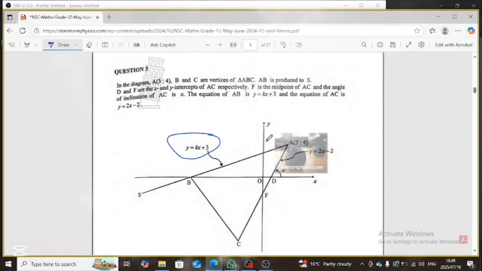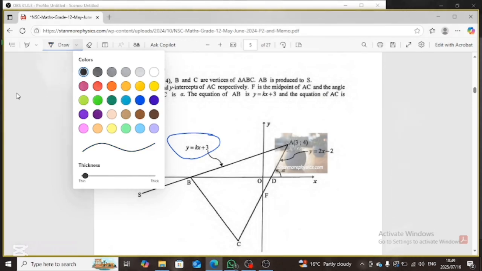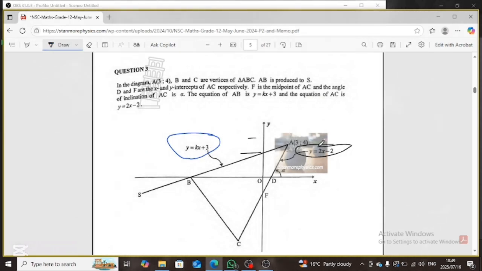Firstly, we are going to equate the equation of AB, which is y equals kx plus 3, and the equation of AC, which is y equals 2x minus 2. We are equating these two equations because the two lines have the point of intersection at (3, 4). So kx plus 3 will then be equal to 2x minus 2.